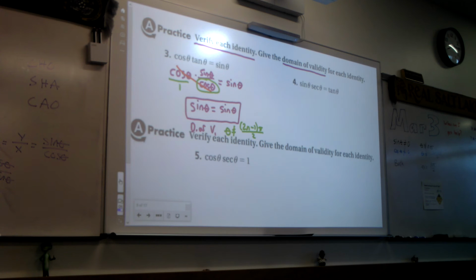Ugh. Here's what I want you to do, I'm going to let you do 4 and 5 on your own. So, follow those same steps, get it in terms of sine and cosine, do a little bit of algebra manipulation, get it to match. And then, domain of validity. Let me give you 2 minutes here. Go.